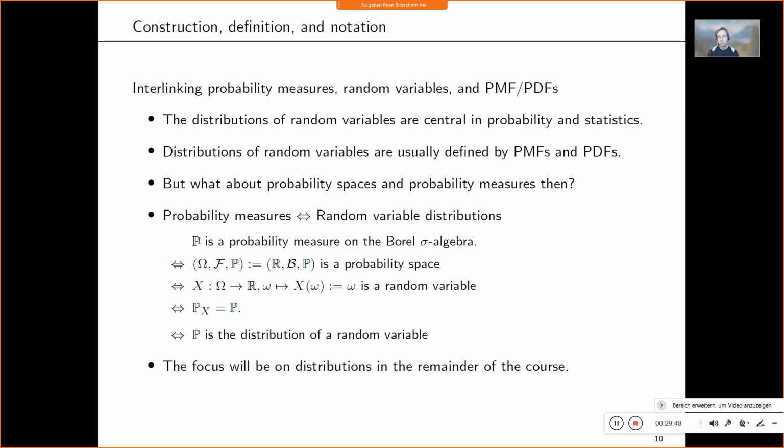So assume that P is a probability measure on the Borel sigma algebra, and that you define a probability space omega, F, P, it should be an A, but that's fine, F is the sigma algebra here, with omega as the set of real numbers, the Borel sigma algebra, and P. And now you assume a mapping X from omega, which are the real numbers, to the real numbers, and you map each omega onto itself, so you use the identity function. Then, of course, the distribution of X is just the original probability measure, because nothing changes.